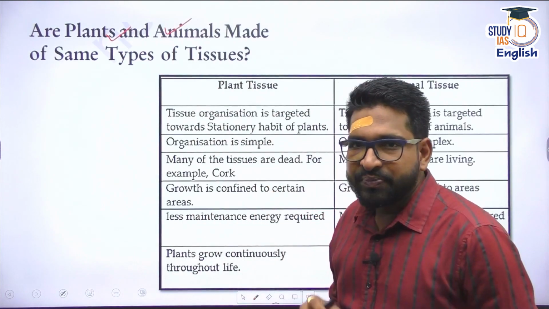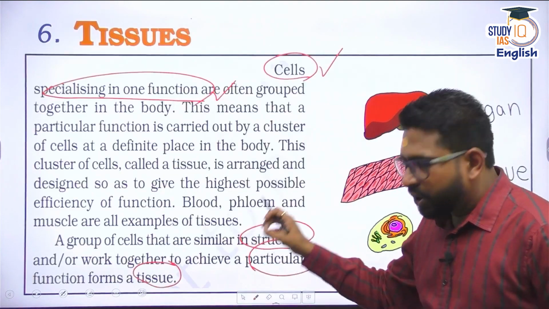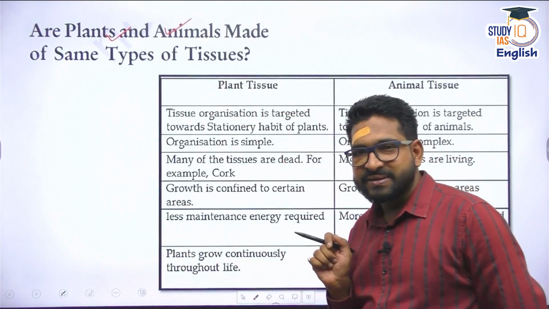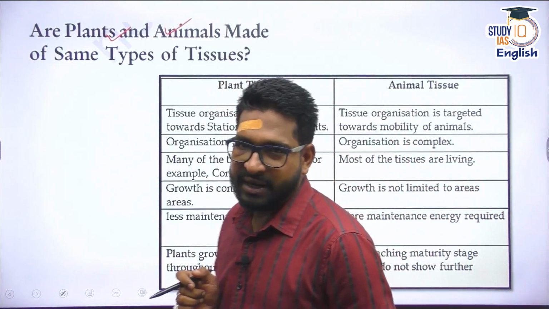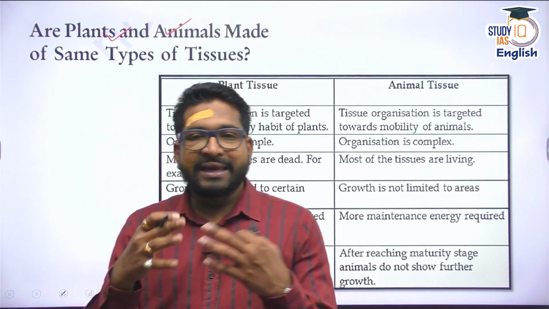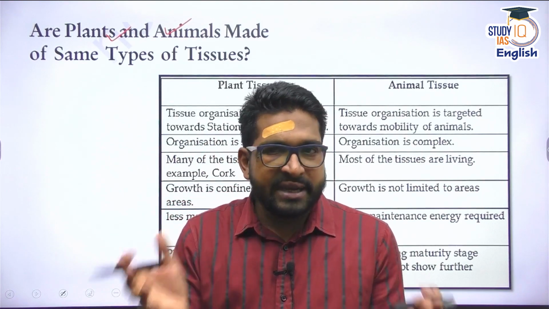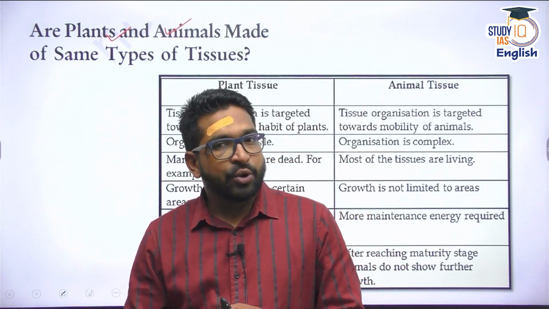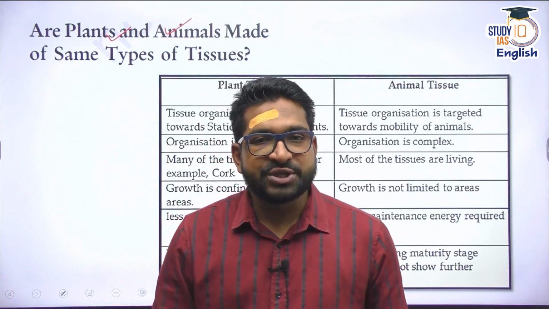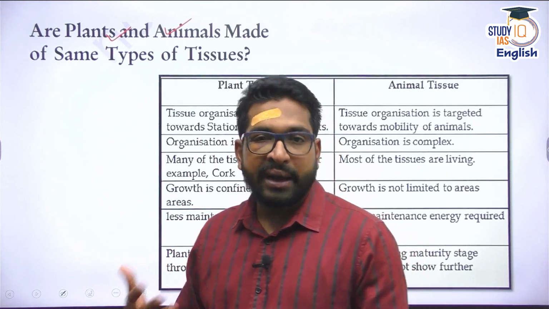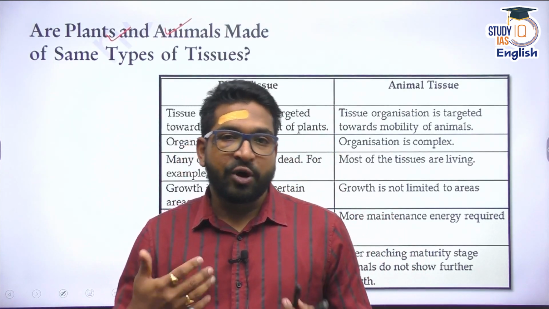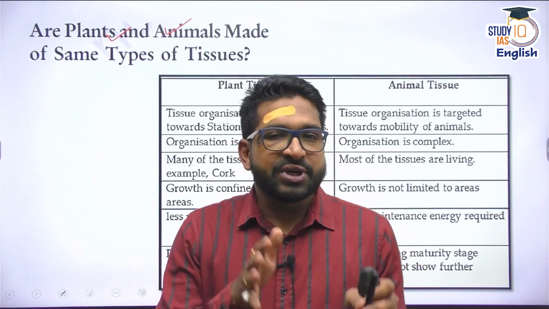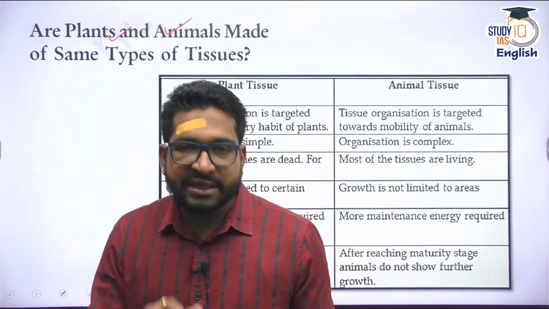The question here is, when I said tissue, do I find similar kinds of tissues in plants and animals? Of course not, right? Why? Because the characteristics of these two organisms are completely different. Plants are stationary. Plants are autotrophs. Animals are not stationary. Animals are mobile, and animals are heterotrophs. They look or search for food. So their tissue structure is also based on these characteristics.